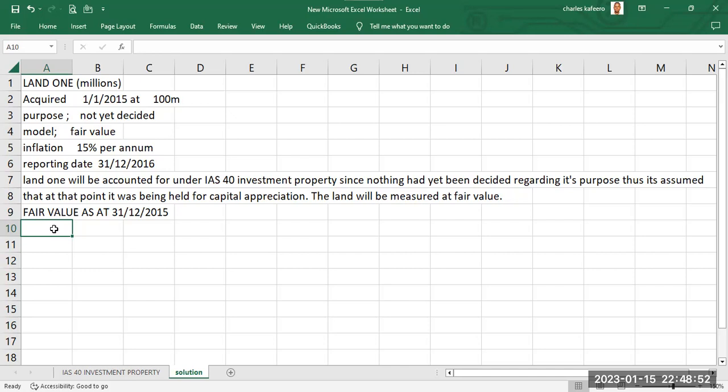So the value is going to be 100 million plus we add 15% multiply by the 100 million.